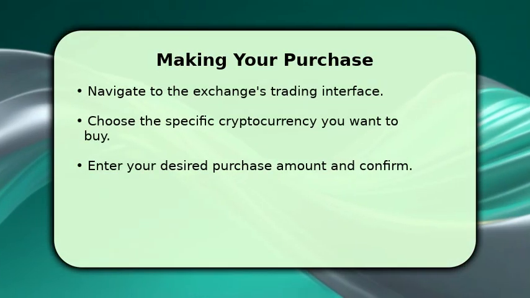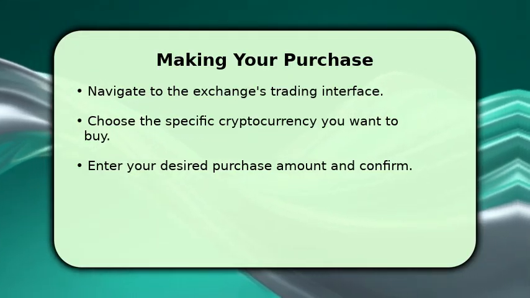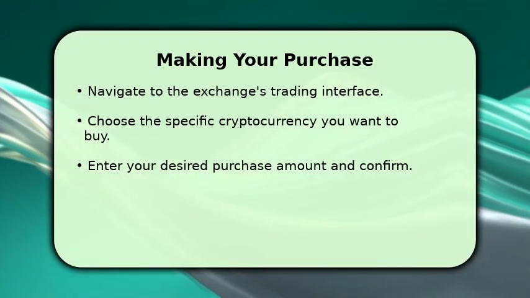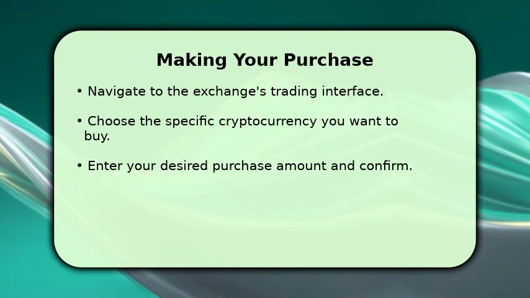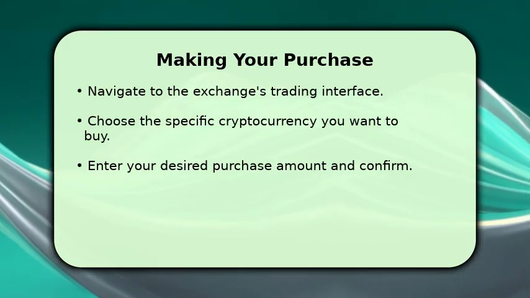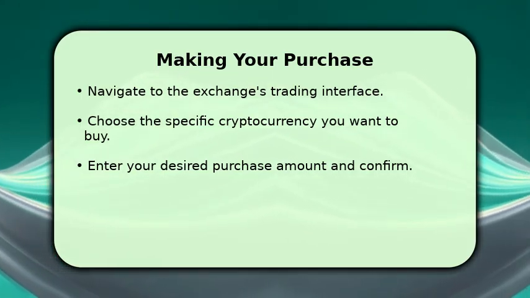With funds in your account, you're ready to make a purchase. Head to the trading section of your chosen platform. Here, you can select the specific cryptocurrency you wish to acquire, such as Bitcoin or Ethereum. Simply enter the amount you want to buy, review the details, and then confirm your transaction. It's a straightforward process designed for ease of use.